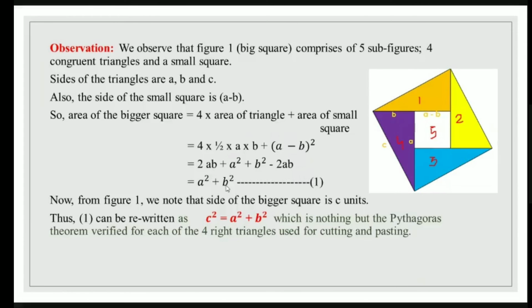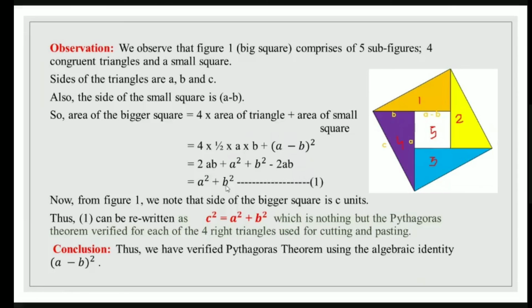So you can conclude. What will the conclusion be? The conclusion is that we have verified the Pythagoras theorem using the algebraic identity (a - b) whole square.